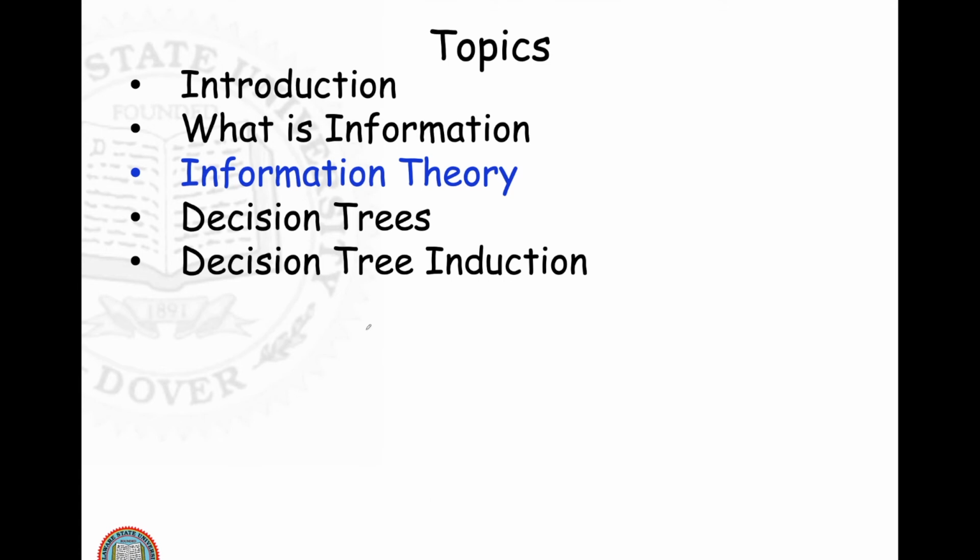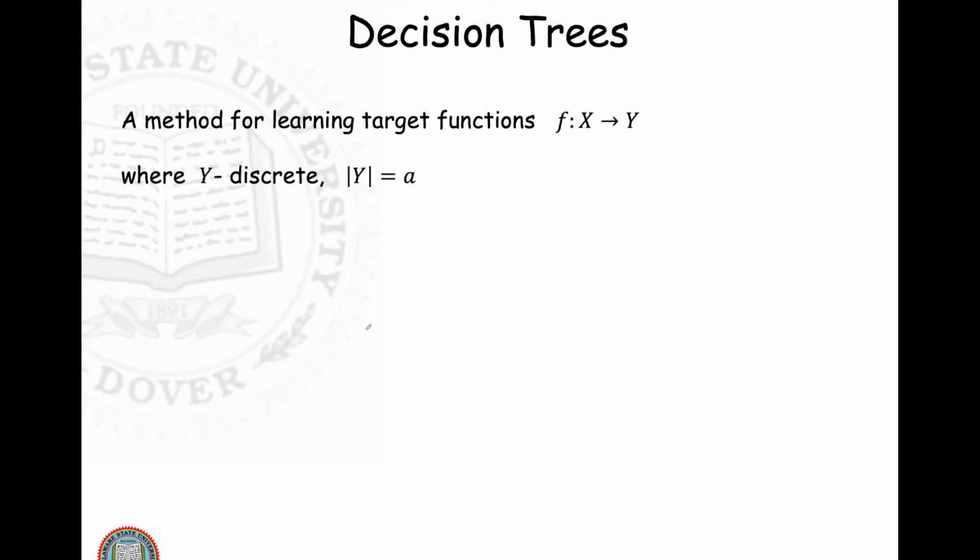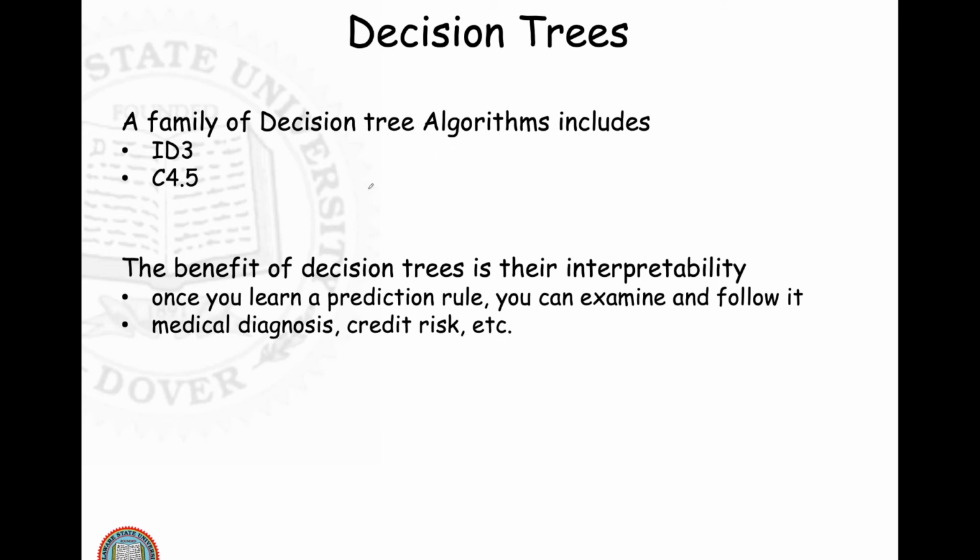All right, so let's take a look at decision trees now that we've gone over all sorts of methods for looking at information. And so a decision tree is a classifier generation method, classifier induction, and it's for learning the target function that assigns labels y to feature vectors, input instances, x. And the one requirement is that our label set is discrete. That means our labels have some finite cardinality. All right. So a family of decision tree algorithms includes ID3, and it also includes the other algorithm, C4.5, which is an improvement on ID3.